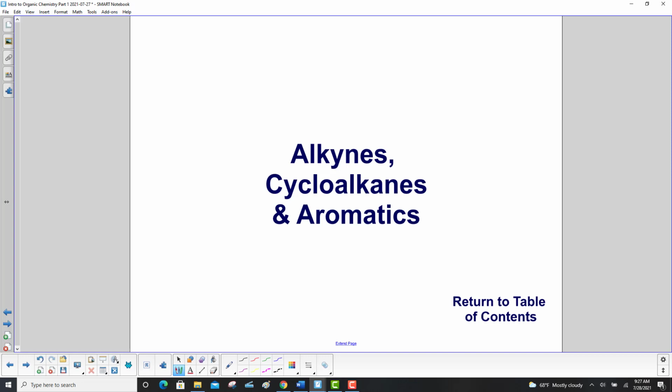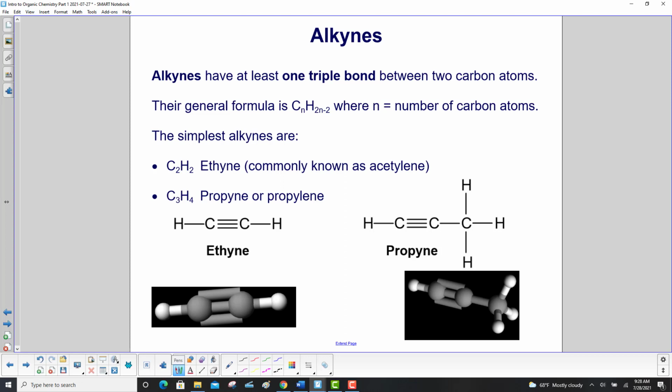Alkynes, cycloalkanes, and aromatics. Alkynes have at least one triple bond between two carbon atoms. And let's just stop for a second. We have alkanes, with an A, that have all single bonds. Alkenes, with an E, E-N-E, have at least one double bond. So I'm just going to put one single bond, double bond.